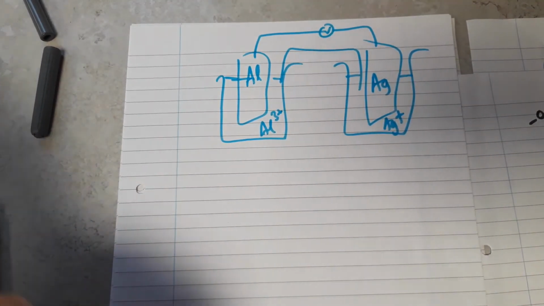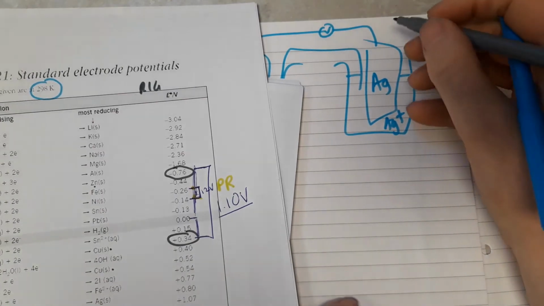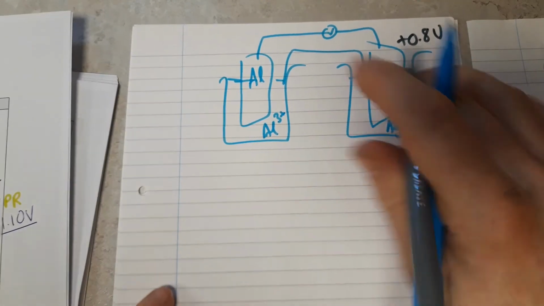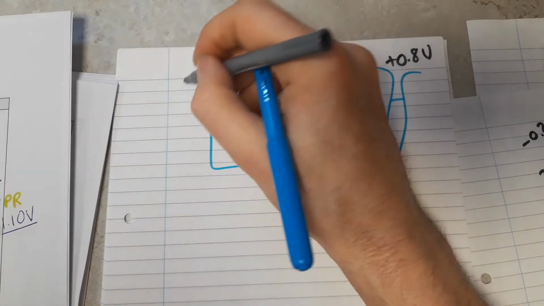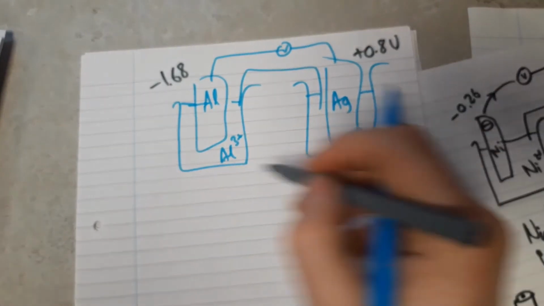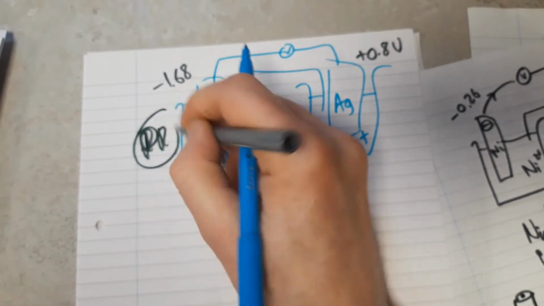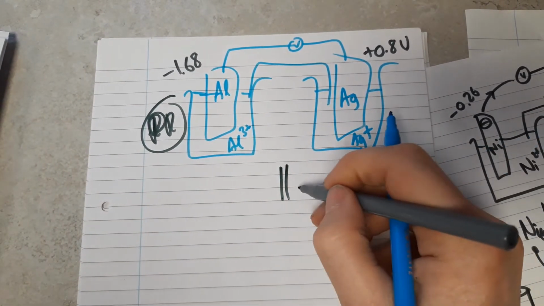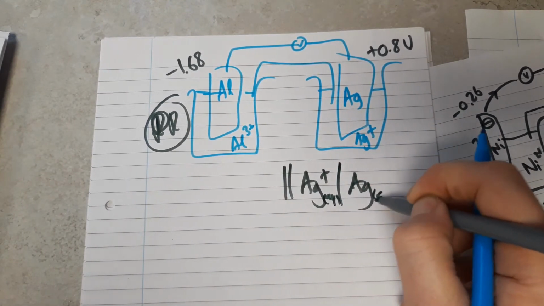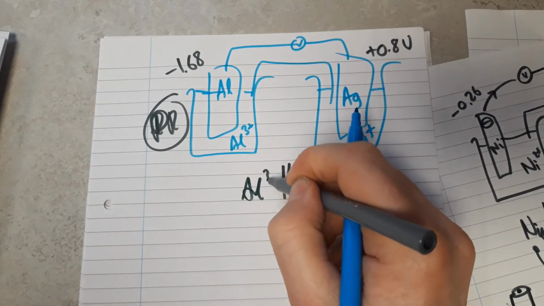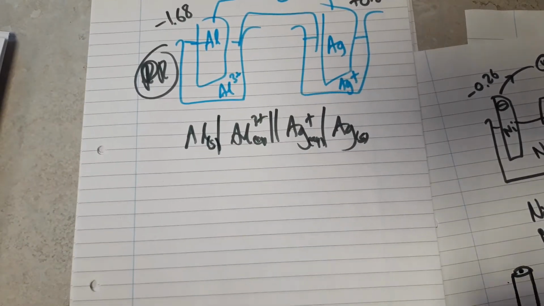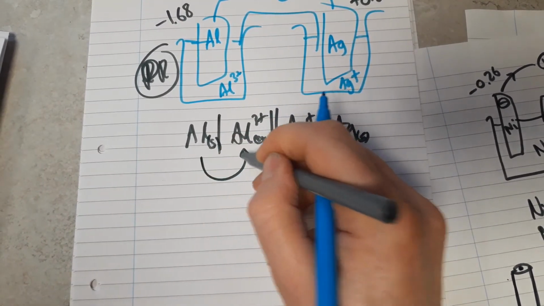Okay, the voltages, the electrode potentials, silver and silver plus is plus 0.8 volts, which is why I put it on the right. Aluminium and aluminium plus, I'm reading that off here, it's minus 1.68 volts. You can just about see it on the screen there. Alright, so I put the positive on the right, because remember, positive on the right and positive is where reduction happens. Double line down the middle, Ag plus, Ag, line, state symbols, aqueous, solid, Al3+, aqueous, Al, solid.